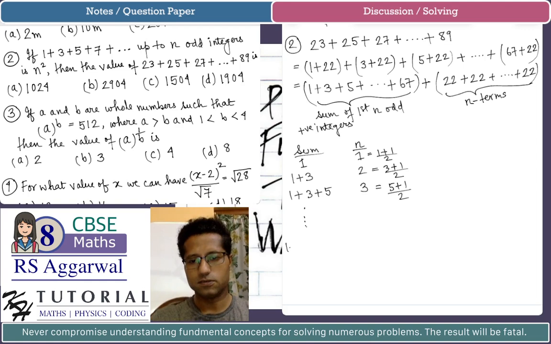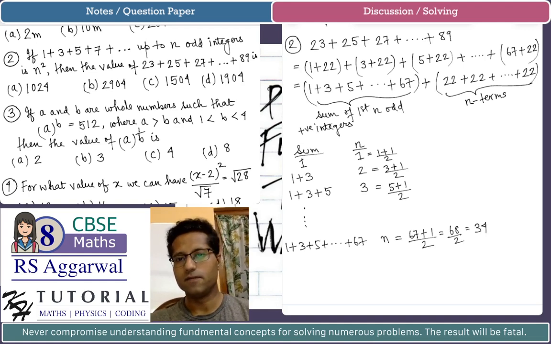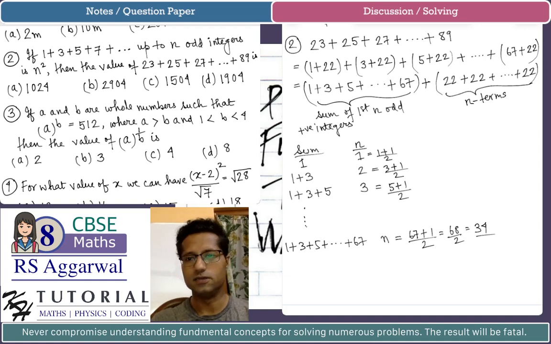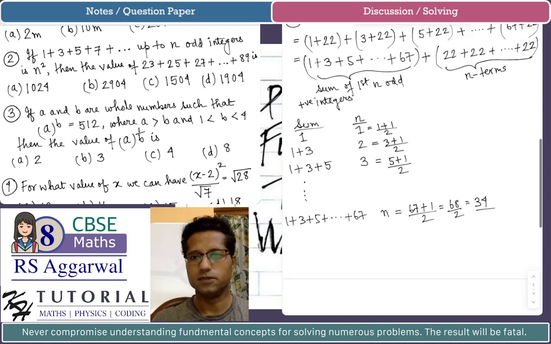Hence, if the sum is 1 plus 3 plus 5 like this up to 67, what will be n? n will be the last term, that is 67 plus 1, by 2. This is 68 by 2, which is 34. So the sum 1 plus 3 plus 5 plus dot dot dot plus 67 is the sum of the first 34 odd integers.